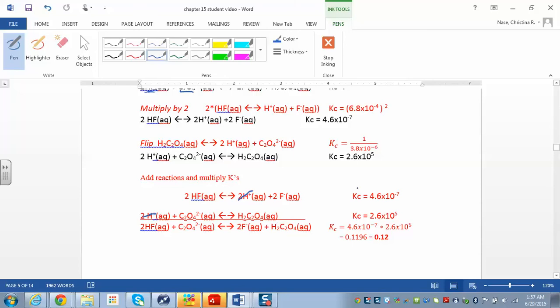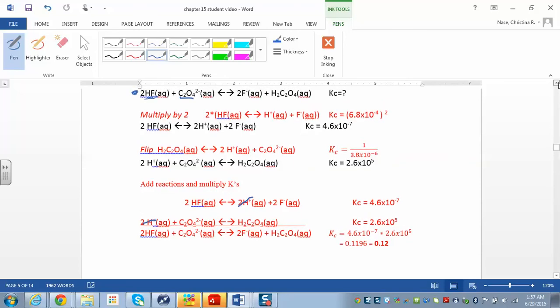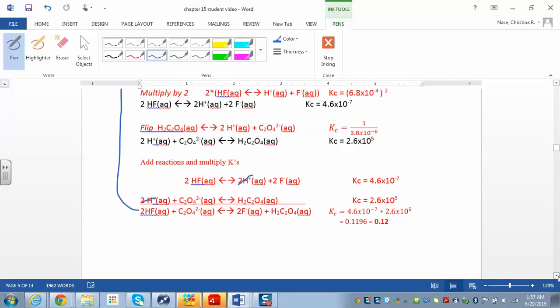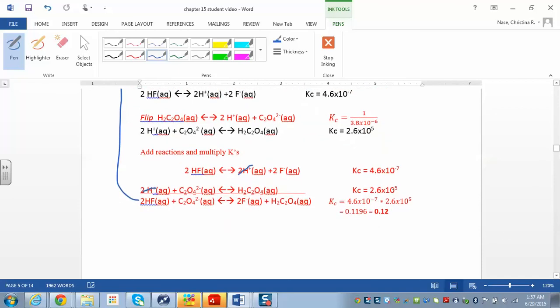If you compare that to the one that they asked you for, put a star by it. This is the same thing as this. So we were able to manipulate the reaction to get everything in the right form. When I add those two reactions, I just multiply their Ks. That's what we have over here, and we end up with this answer, 0.12.